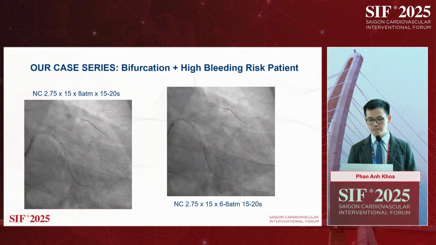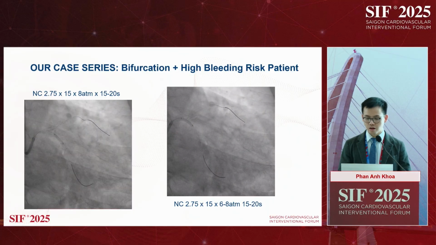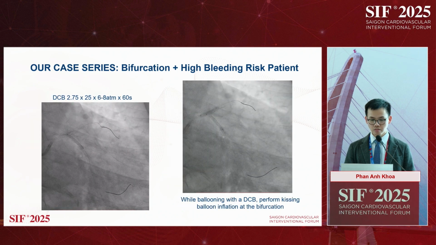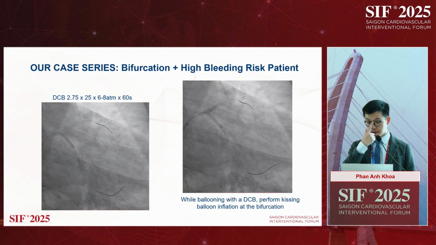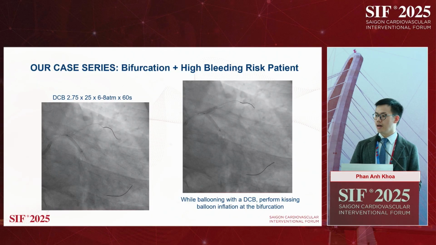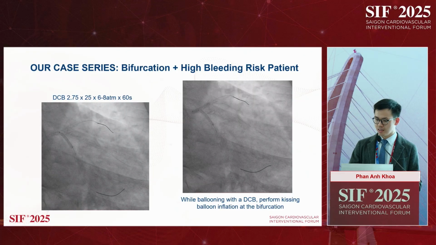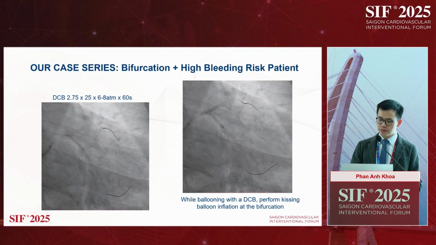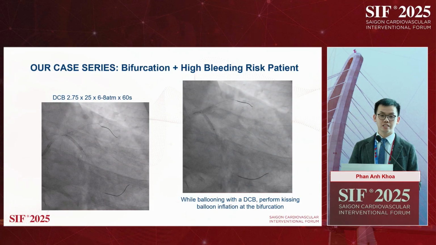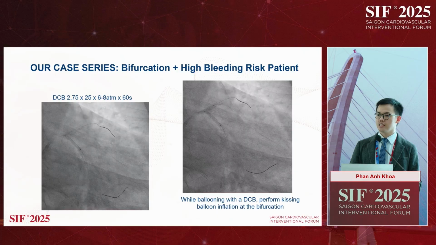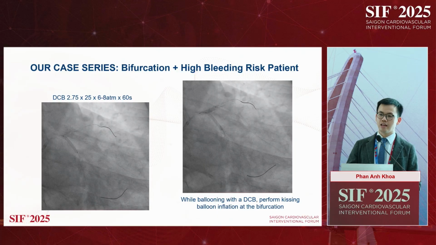After that, we kissing-opened the hole with the bigger balloon, NC 2.75, at low pressures for 15 to 20 seconds. And then DCB. In this case, I had a chance to share the information at TCT 2025. When wide ballooning with the DCB, we performed kissing balloon inflation at the bifurcation, and then we deflated all together.